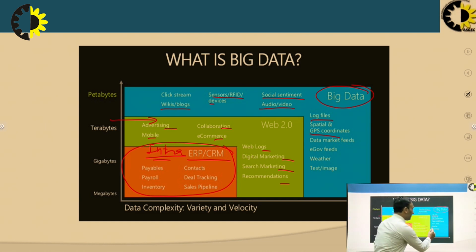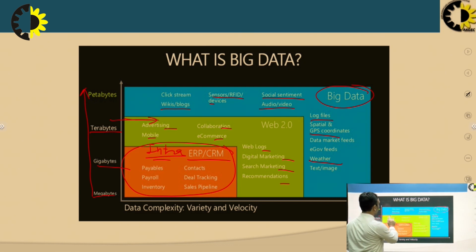Like weather data, that is also a large size data that is managed by big data. Here we have written some sizes. As we mark with the arrow, or as we see in the slide, the data may be in the size of GB or MB as we manage within an organization, and data in terabytes, that is over the network. And here we are talking about petabytes of data.